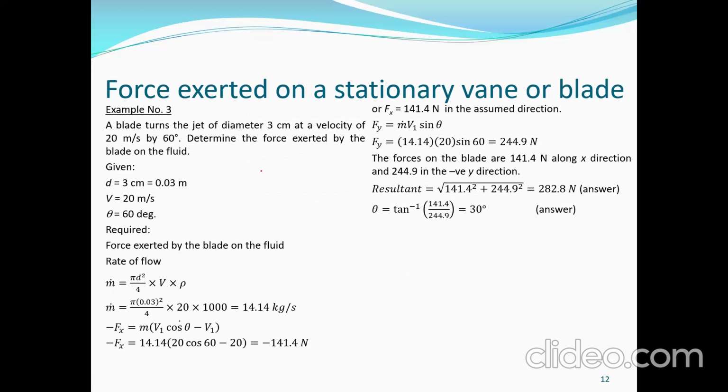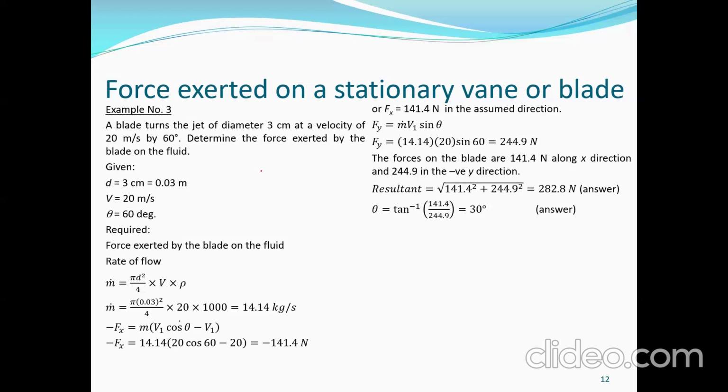So, negative Fx is equal to m times V1 cosine theta minus V1. Substitute na yung values. Negative Fx equal to 14.14 times 20 cosine 60 minus 20 is negative 141.4 Newton. Or 141.4 Newton in the assumed direction. So, pwede mo inote. Huwag kang sagot ng sagot. Tapos, pinopya mo, yung sign mo, mali. Pwede mo tanggalin yung sign, maglagay ka ng ito, in the assumed direction.